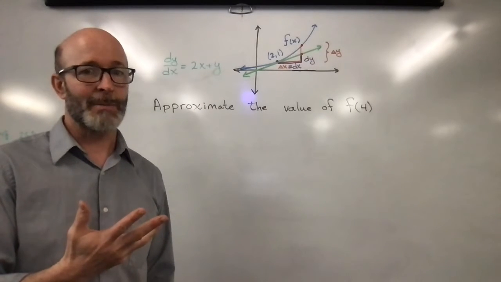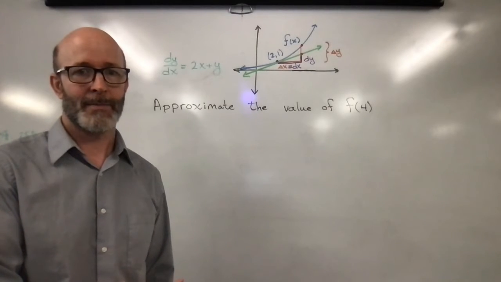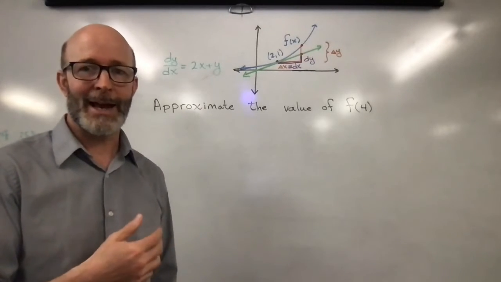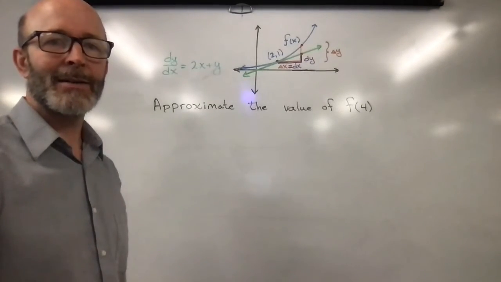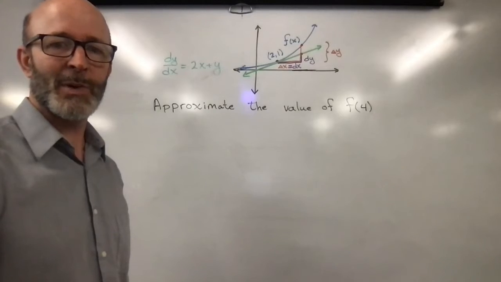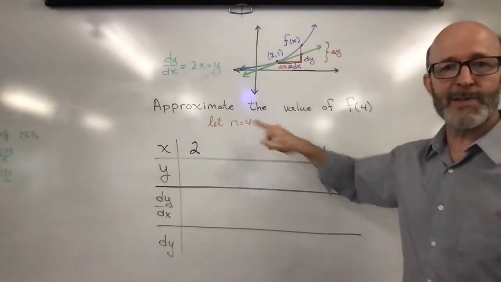If I was doing this with a computer, maybe I would make each step 1/1,000,000th of a unit. But since I'm doing it by hand, I think I'll just use 4 steps. We'll go like half a step each time. Let me show you what I mean. So I'll let there be 4 steps. Let the number of steps equal 4.